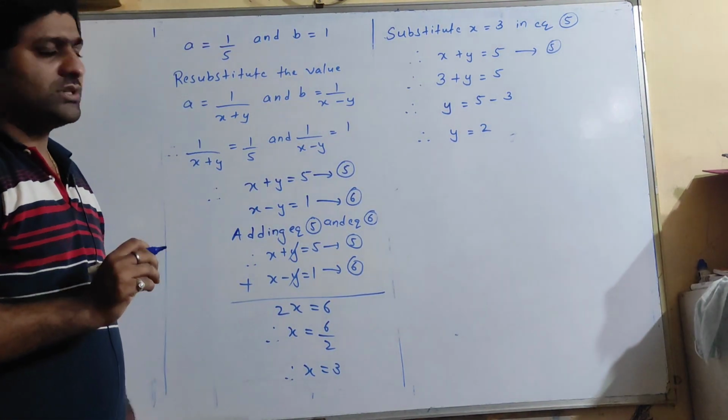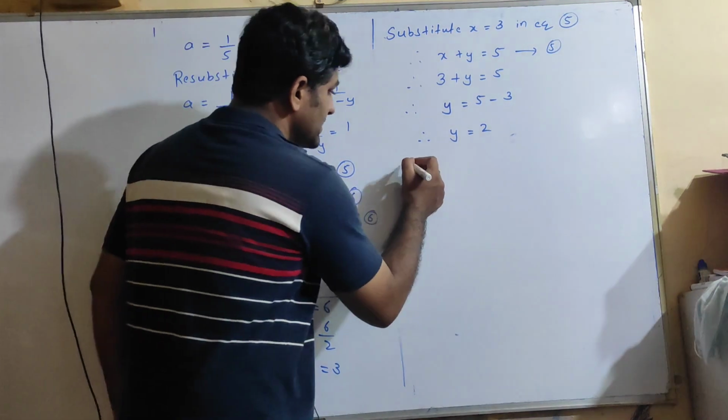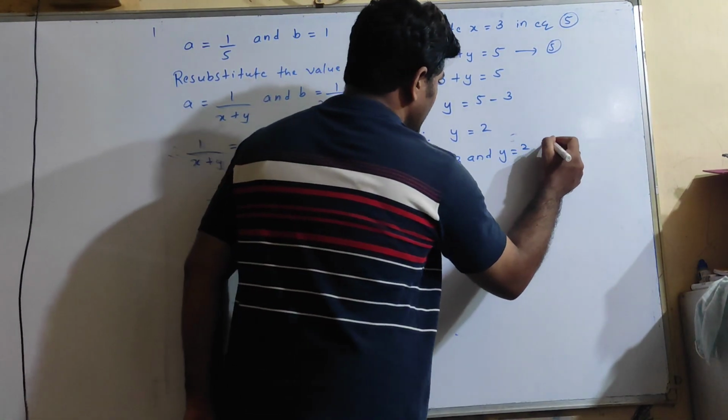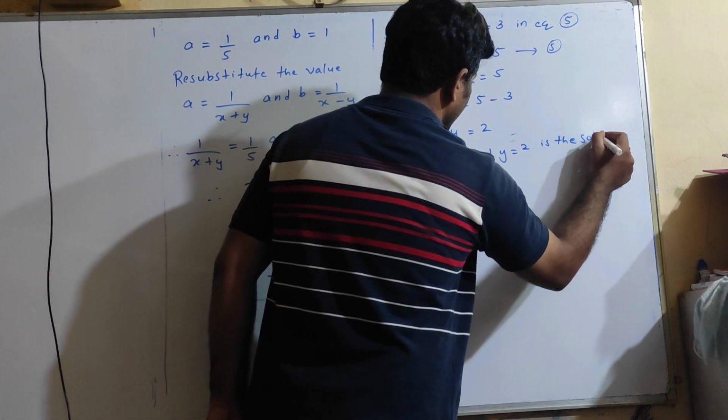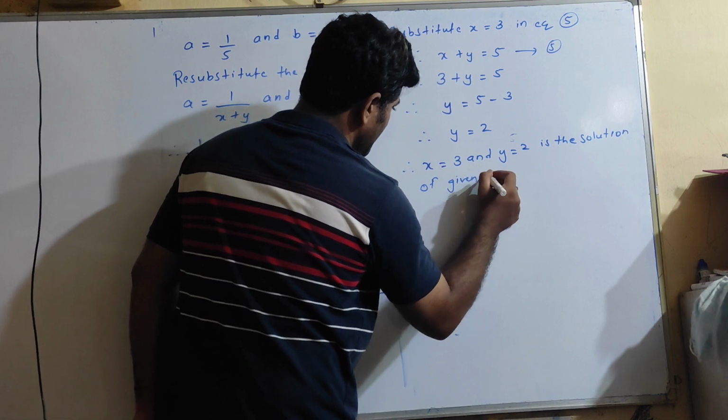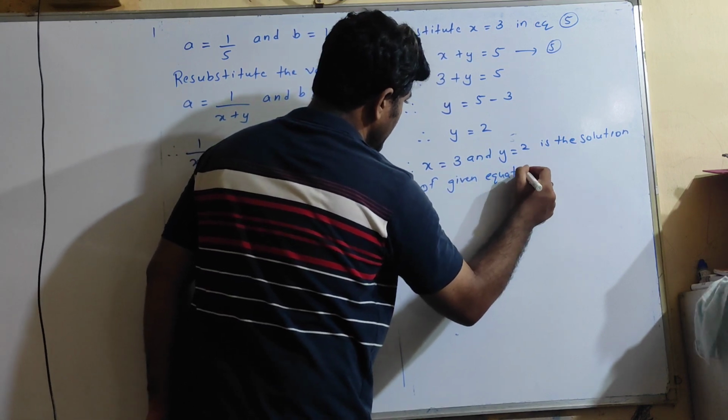So at the end now students will write a statement. What is our statement now? x equal to 3 and y is equal to 2 is the solution of the given equations. Is it clear students?